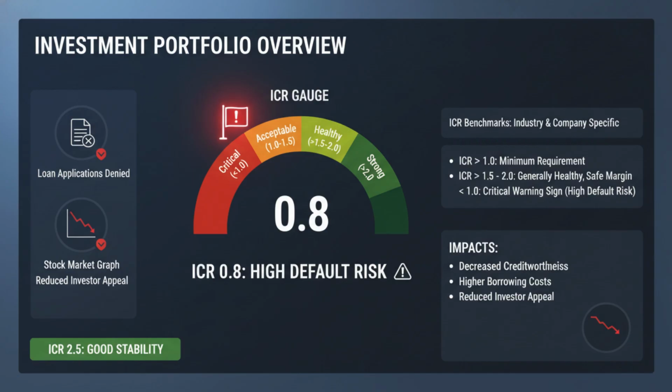If the ICR falls below 1.0, it's a critical warning sign. The company's operating income isn't even enough to cover its interest obligations, pointing to a high risk of default and potential bankruptcy. A consistently low or declining ICR severely impacts a company's creditworthiness, making it more challenging and expensive to borrow money and significantly diminishes its appeal to potential investors. It's a key indicator of a company's financial stability under current operational conditions.